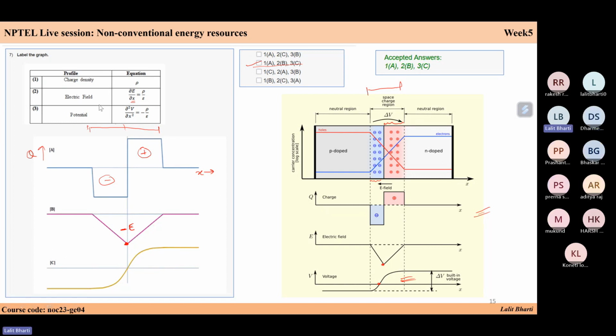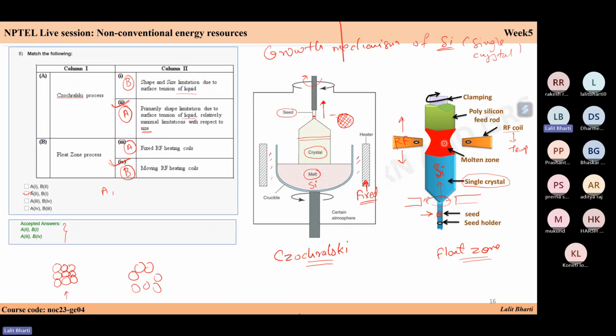So these equations also give how the charge carriers, the electric field and the potential are related mathematically. This is also given in your handbooks and described in the lectures. Then this question is again about the different ways to prepare or fabricate single crystalline solar silicon. We have the Czochralski method and the float zone process, and we are comparing which statements are correct.